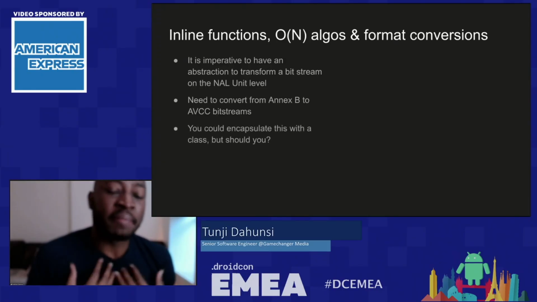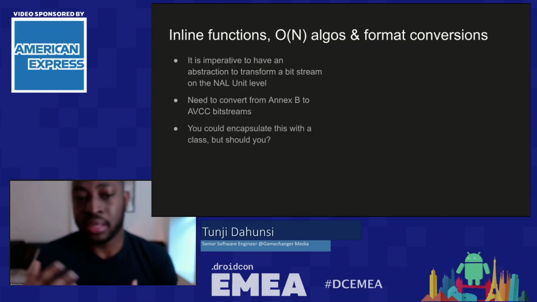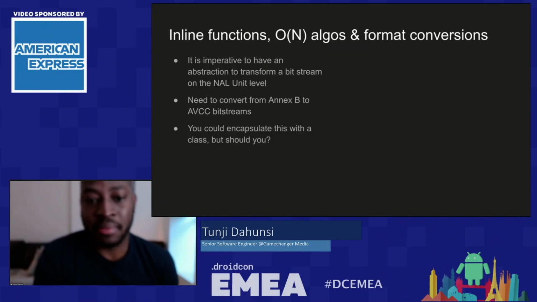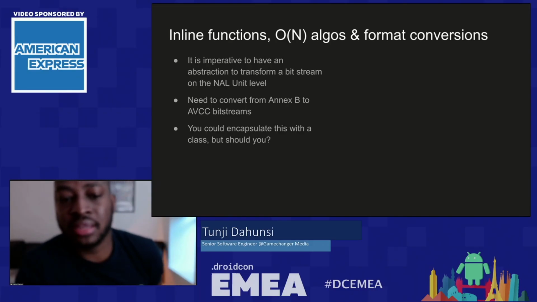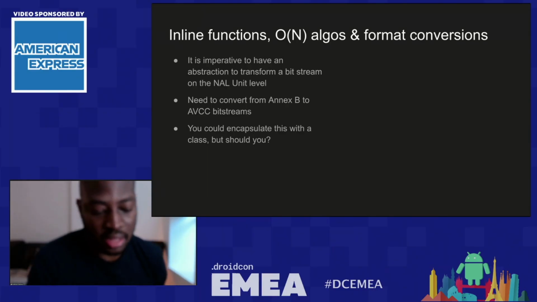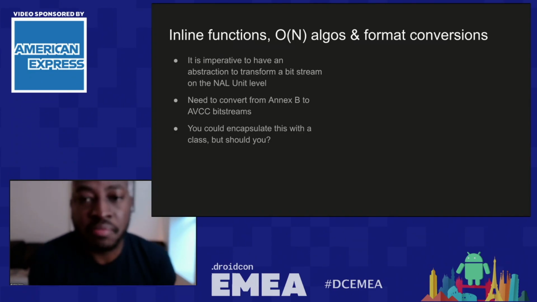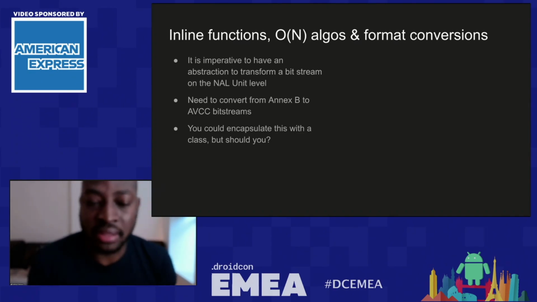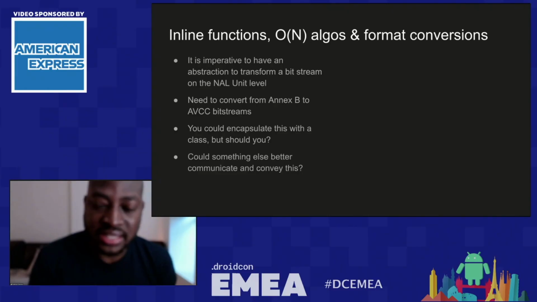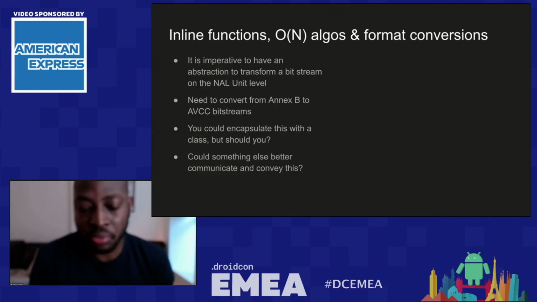Now, in my case, and for many, I wanted to be able to convert from Annex B to AVCC bit streams. Now, I could technically encapsulate this with a bitstream mapper or bitstream converter class. Or should I? So I thought about this for a bit, and I was like, is there something better that can communicate what I want to do?